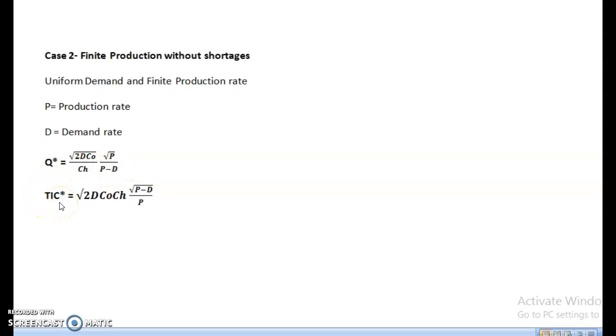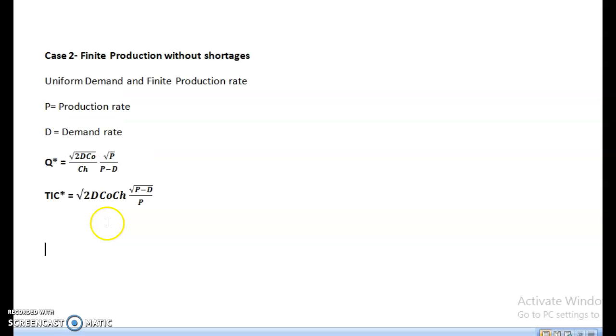TIC optimal, or total inventory cost, is equal to square root of 2D CO CH into square root of P minus D divided by P. This is the equation used under case 2. Next we have to solve a practical problem in this case.